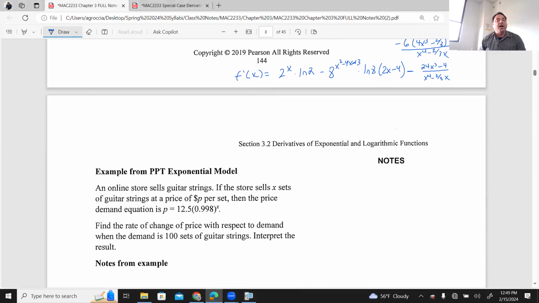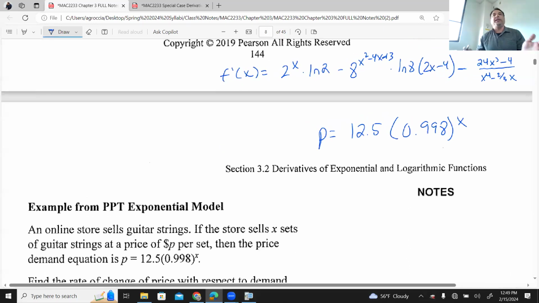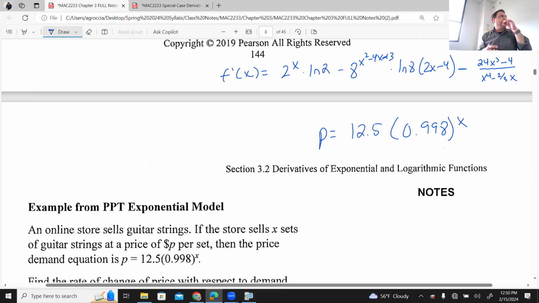So this one says an online store sells guitar strings. If the store sells X sets of guitar strings at a certain price per set, then the price demand equation is this. So let's be clear. P stands for price. 12.5 times 0.998 raised to the X. X is how many sets of guitar strings. When you buy a set of guitar strings, you get all 6 strings. Okay, so that's what a set means. So are we okay with the original?